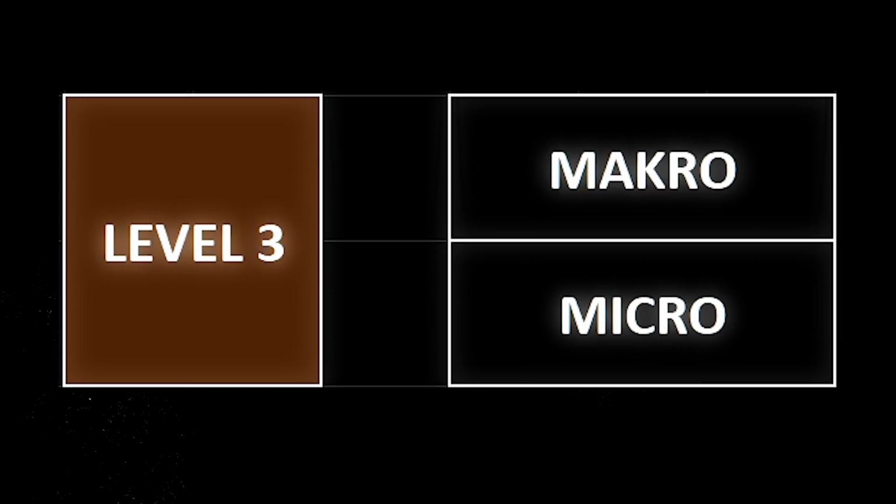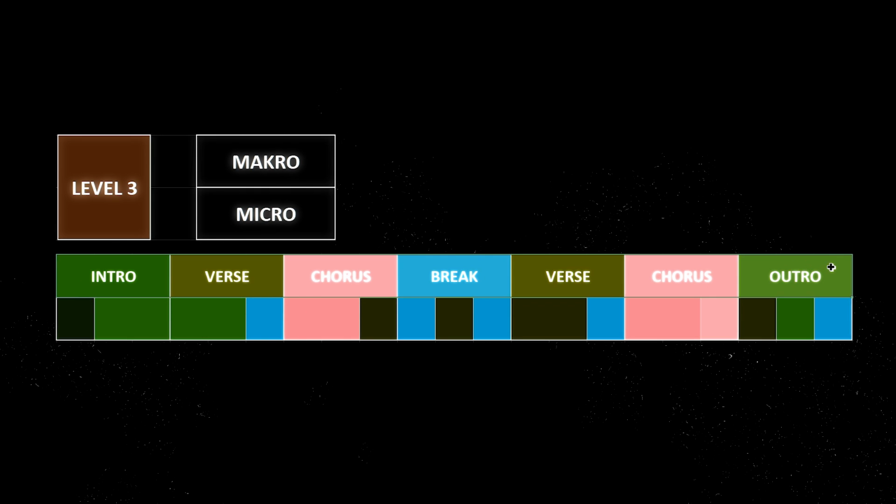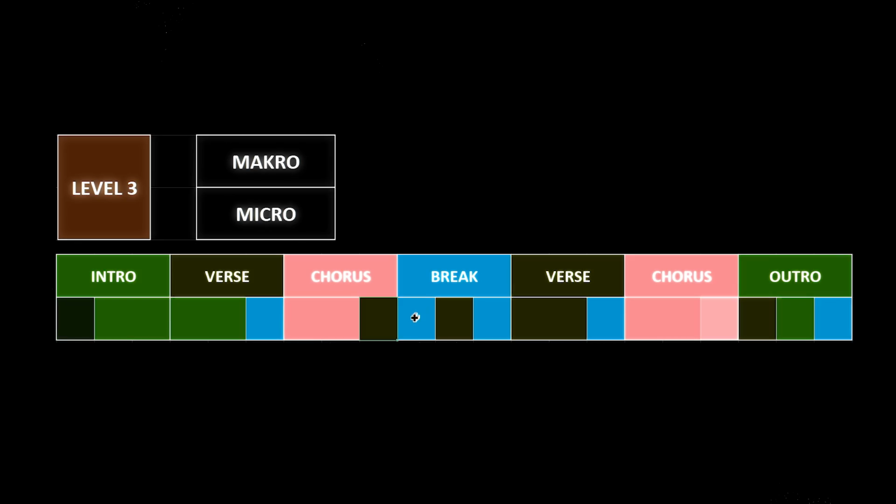This is level 3. You will have both macro arrangements where you see this big structure, and then you will see the micro arrangement where all these big pieces have small pieces to make everything a bit more interesting. If you go to the break, it won't just be a quiet part, but inside it will be like a break, verse, break structure or something. And this is the part where, for example, techno tracks really differentiate from pop music.